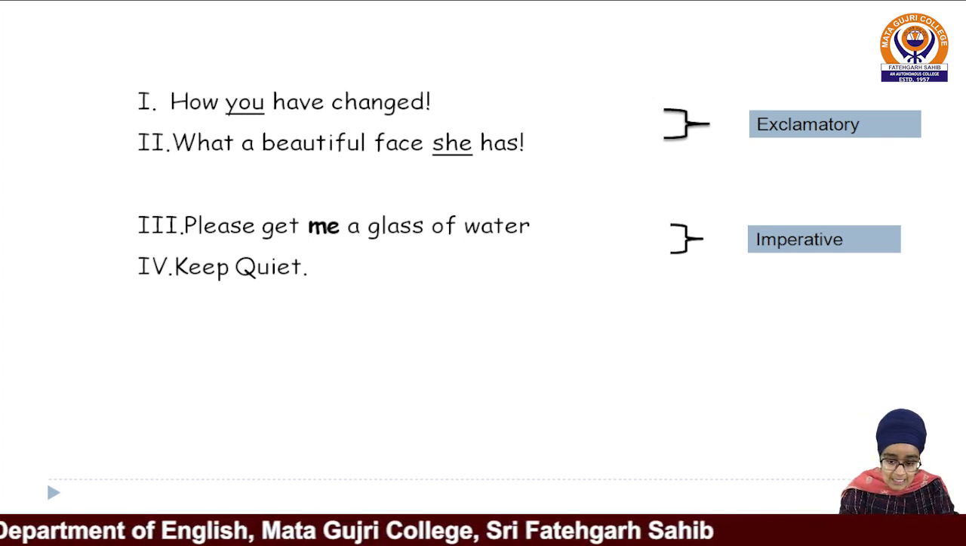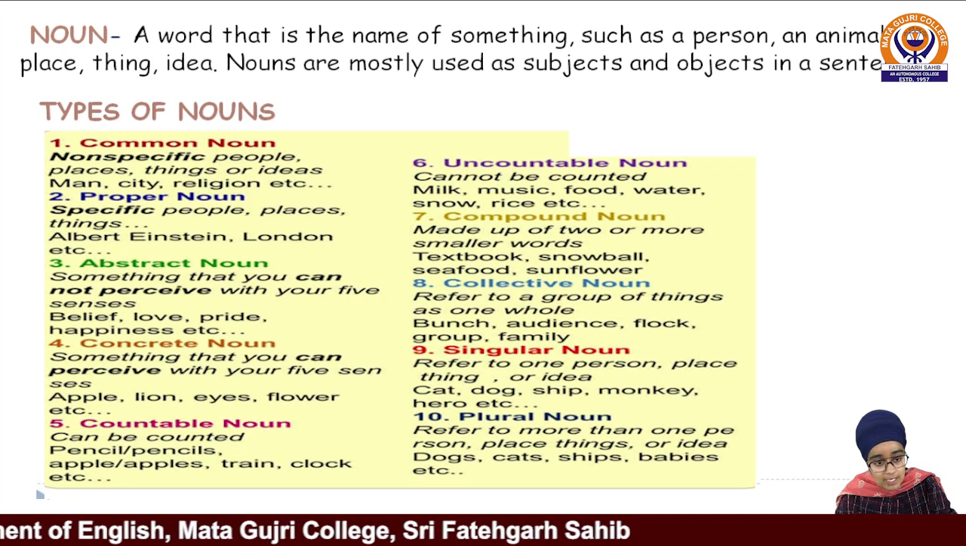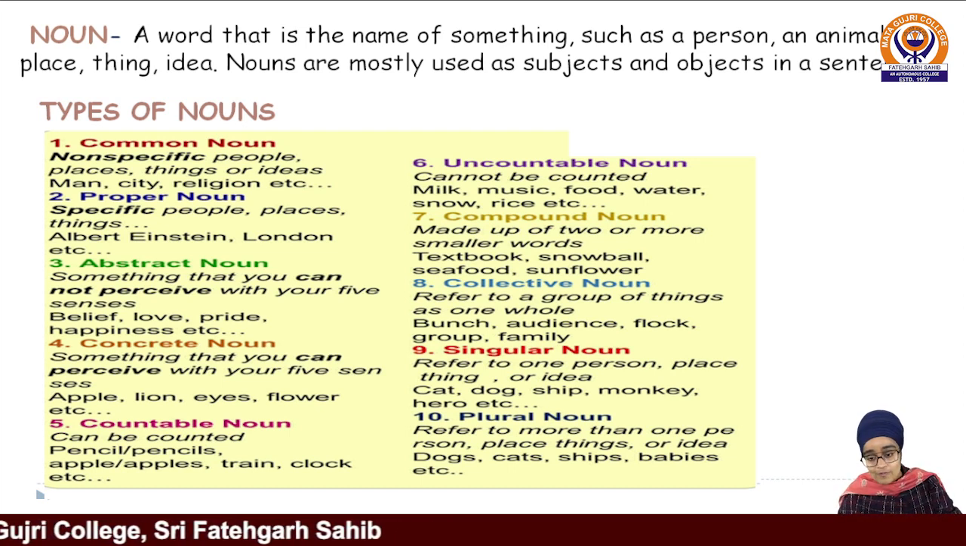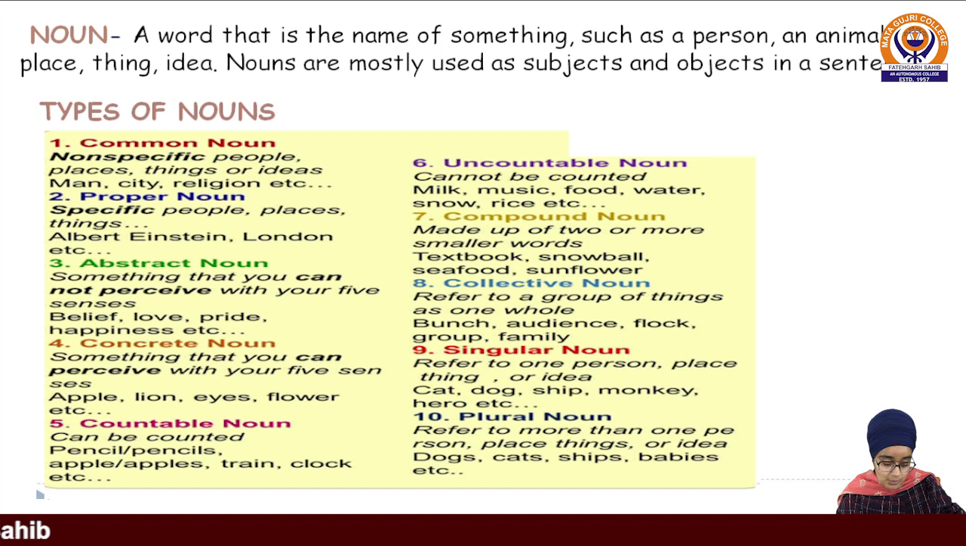Now, coming to the next important concept that we are going to cover today, nouns. A noun is a word that is the name of something, such as a person, an animal, a place, a thing, or an idea. So, nouns are mostly used as subjects and objects in a sentence.